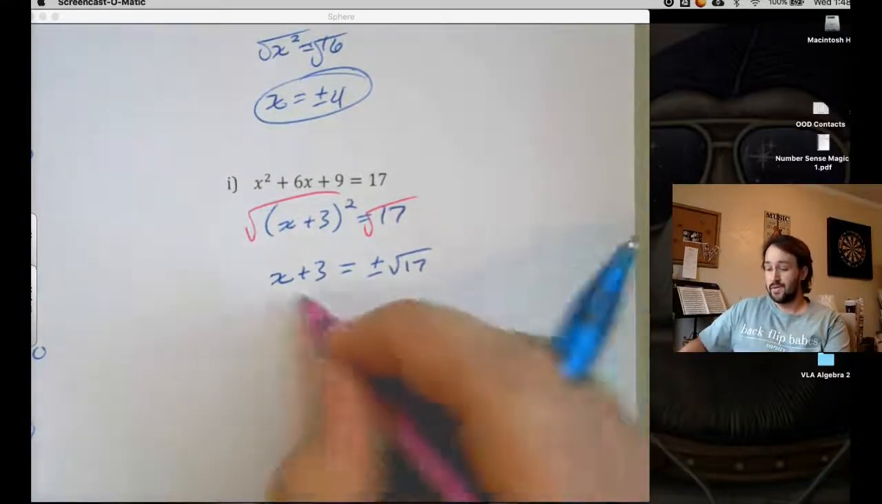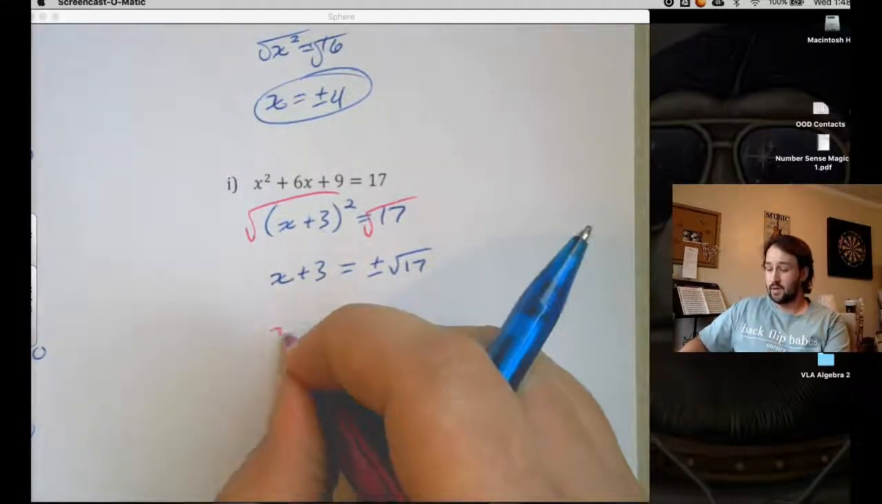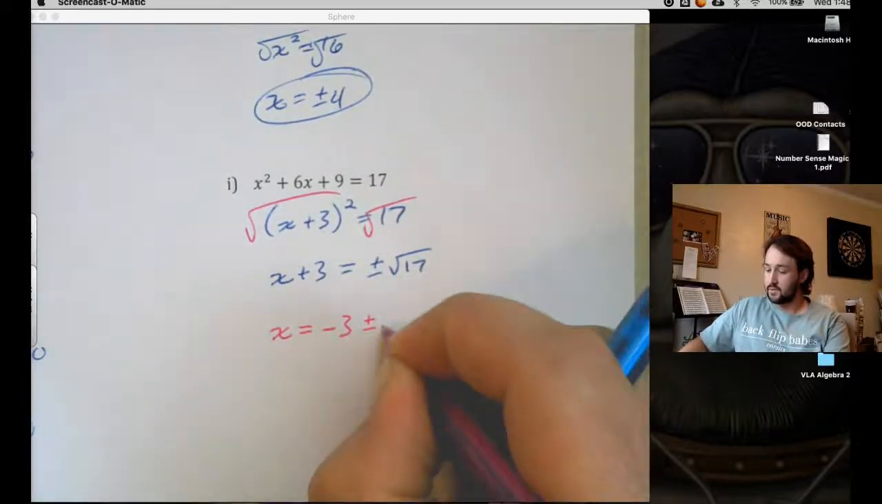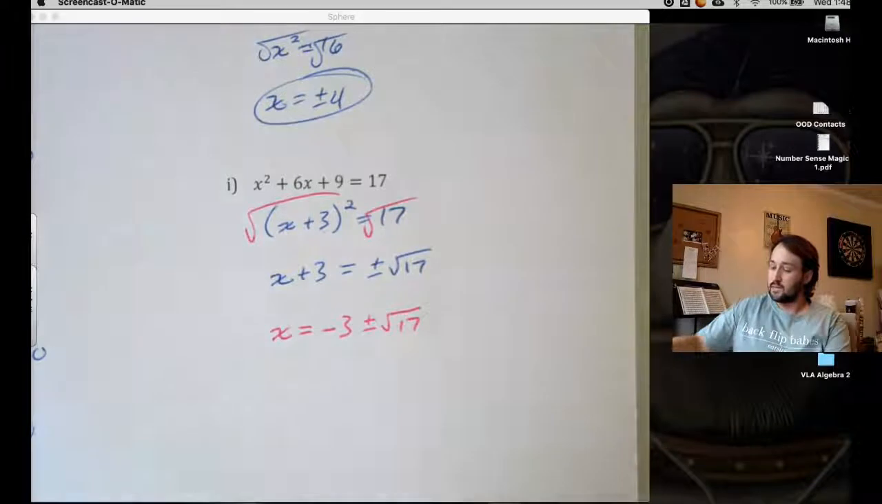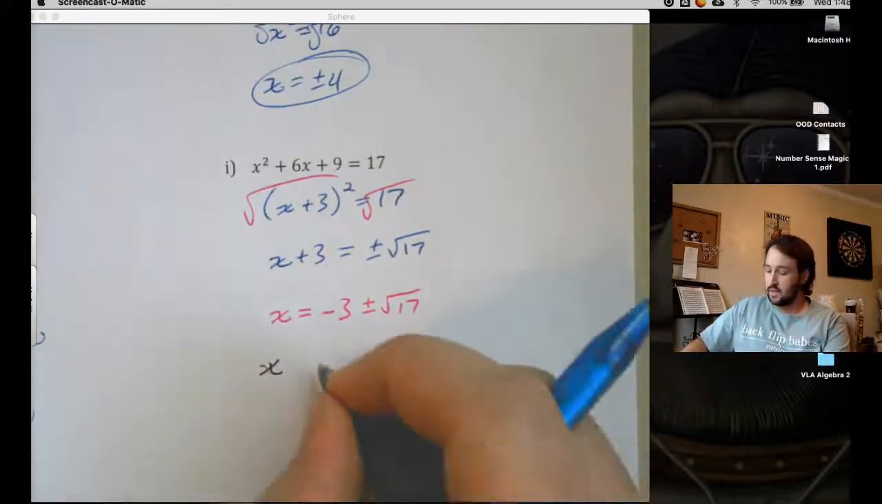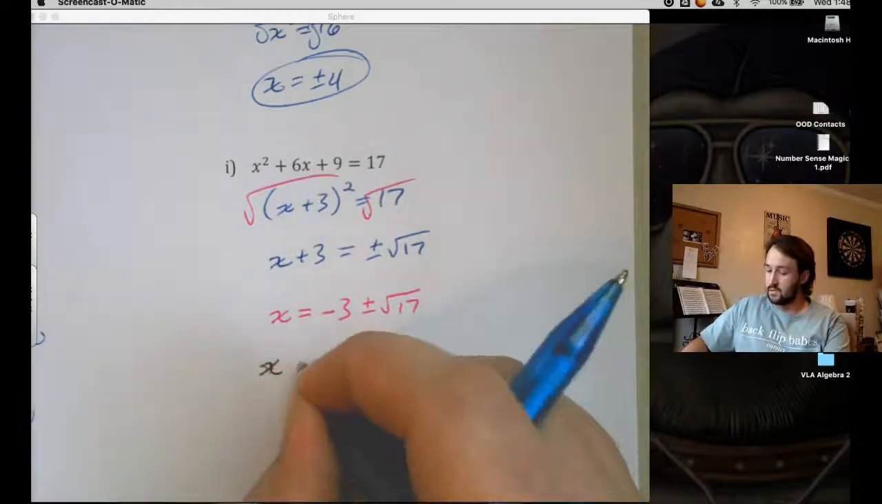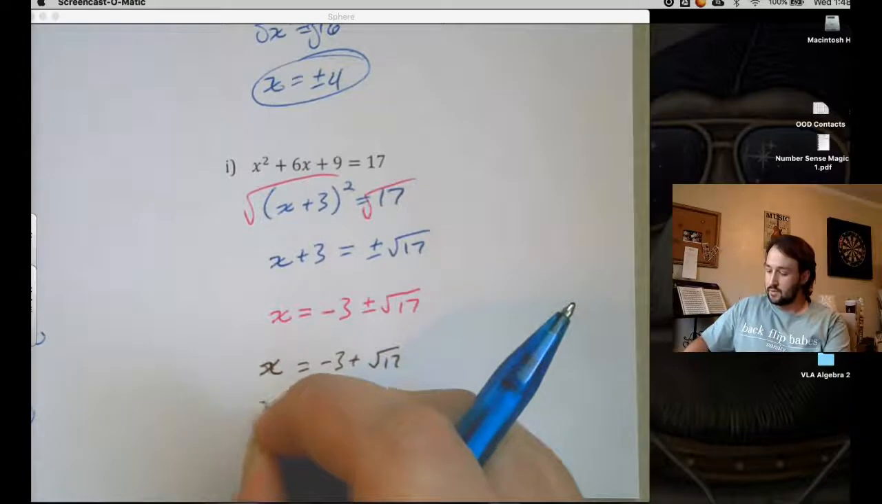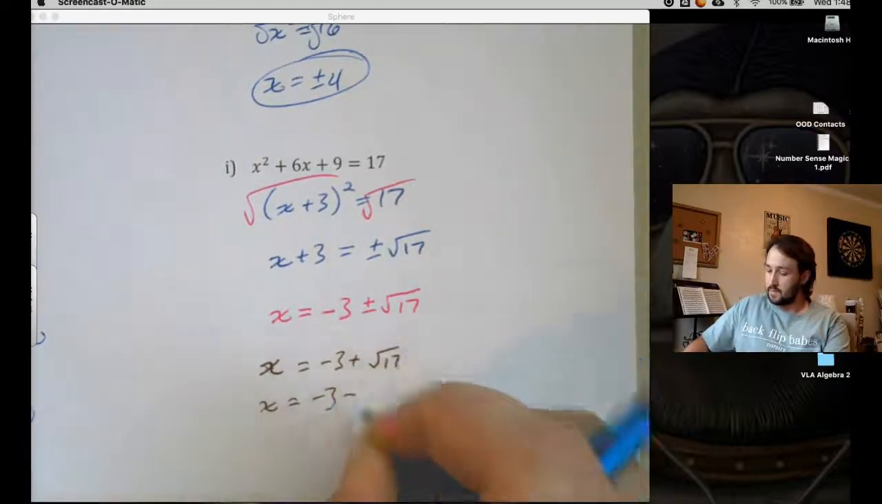From this point, all we need to do is subtract over the 3, so I would ask that you leave your answer as negative 3 plus or minus square root 17. Just be able to recognize that this is two separate solutions altogether. This is the solution where x equals negative 3 plus root 17, and x equals negative 3 minus root 17.